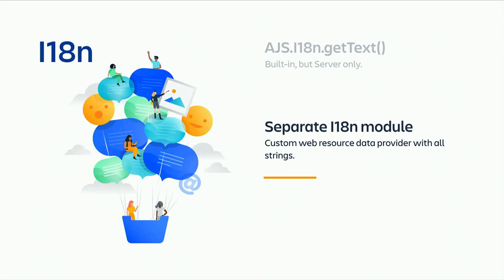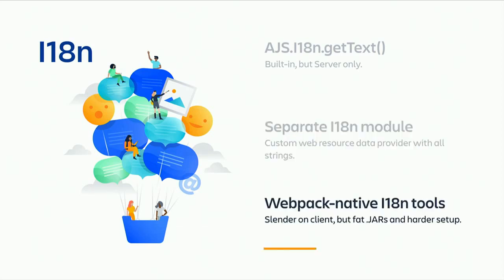But if you're writing an app that creates a tiny little web panel with one string, you don't want to be sending 500 kilobytes of I18N text every time someone loads that. Another option is to use Webpack native I18N tools. In this case, this will bundle a separate copy of your entire app's JavaScript for each language that you support.